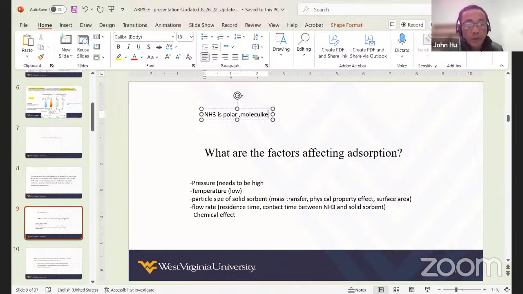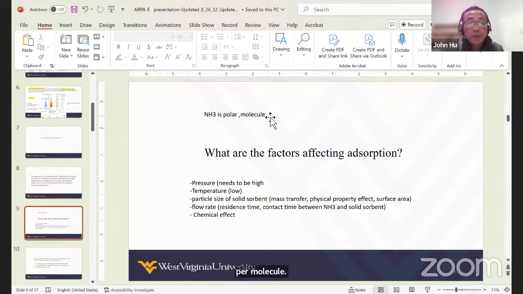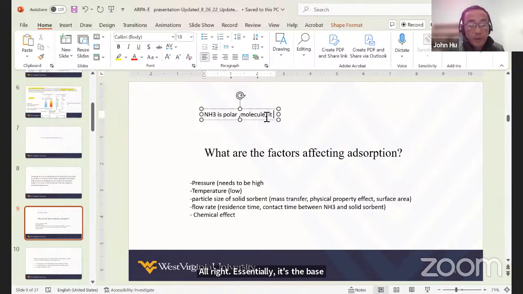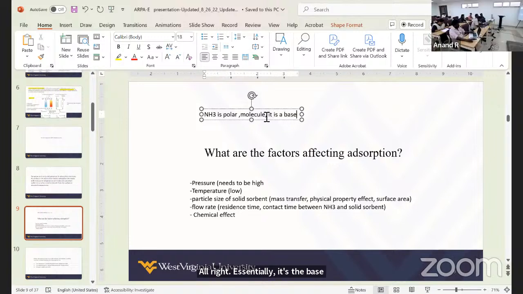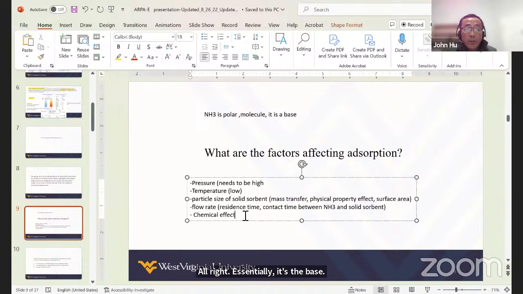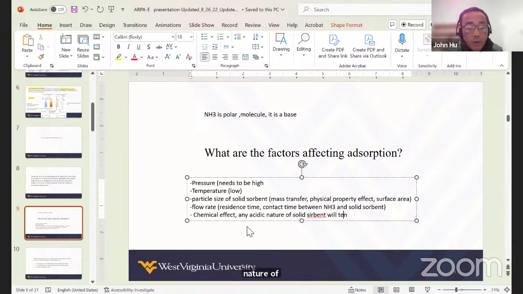You understand what I'm saying? Polar molecule. All right. Essentially it's a base. It is a base. All right. So chemical effect, any acidic nature of the solid solvent will tend to adsorb more ammonia. All right, make sense? Yes, sir.